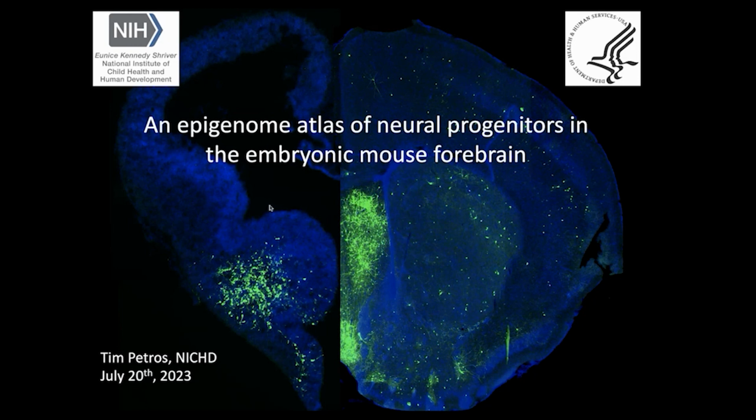This first slide is one of my many failed attempts for a cover image for a journal, but it actually nicely shows the focus of my lab. We study the cell types over here on the left. On the left side is a hemisection of an embryonic mouse brain, and these green cells here are cells that will eventually be GABAergic inhibitory interneurons.